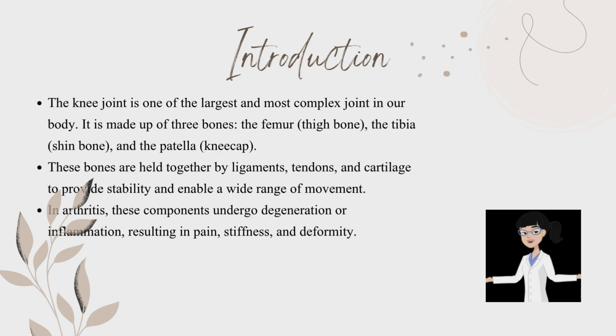Introduction to joints. The knee joint is one of the largest and most complex joints in our body. It is made up of three bones: the femur, thigh bone, the tibia, shin bone, and the patella, kneecap. These bones are held together by ligaments, tendons, and cartilage to provide stability and enable a wide range of movement. It allows us to walk, run, sit, and climb stairs. But when degeneration sets in, this normal movement becomes painful and restricted.